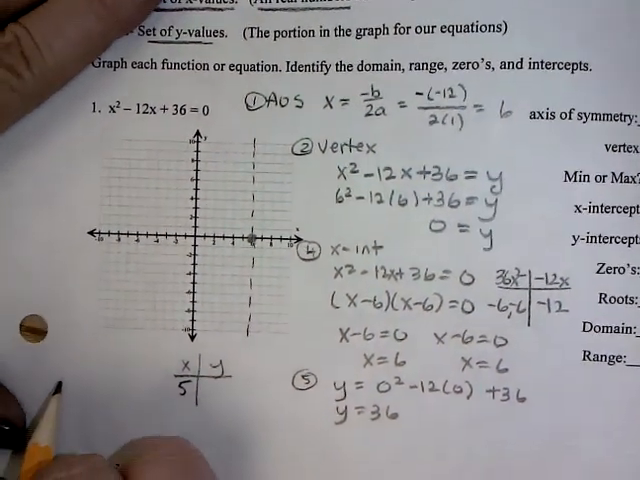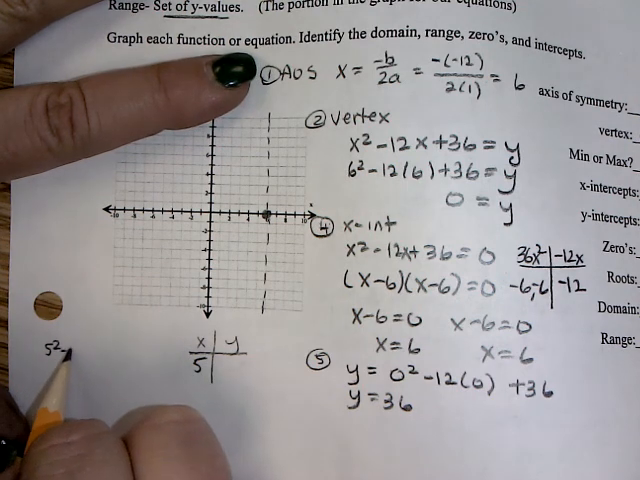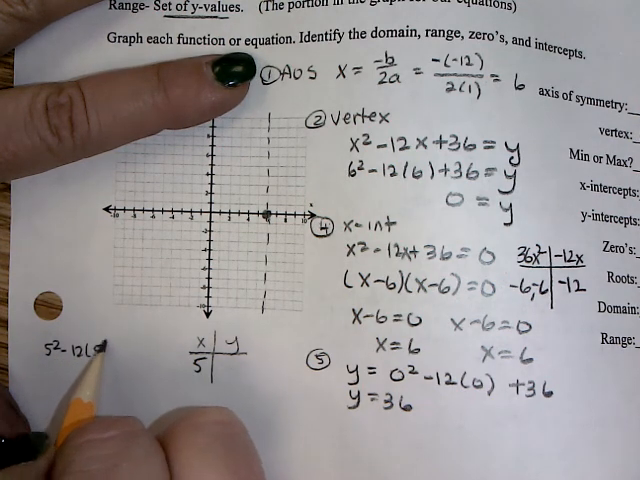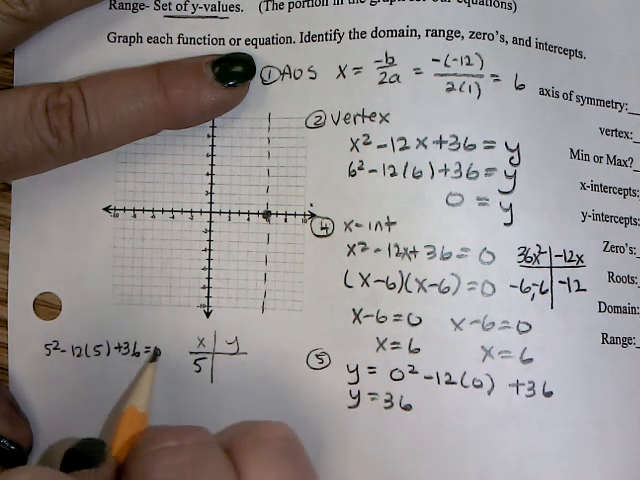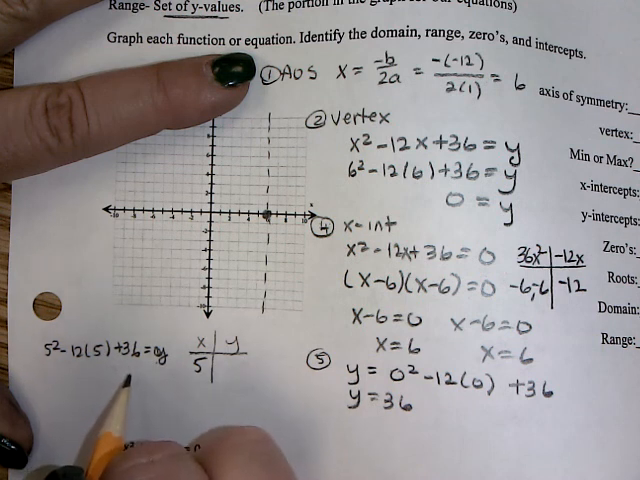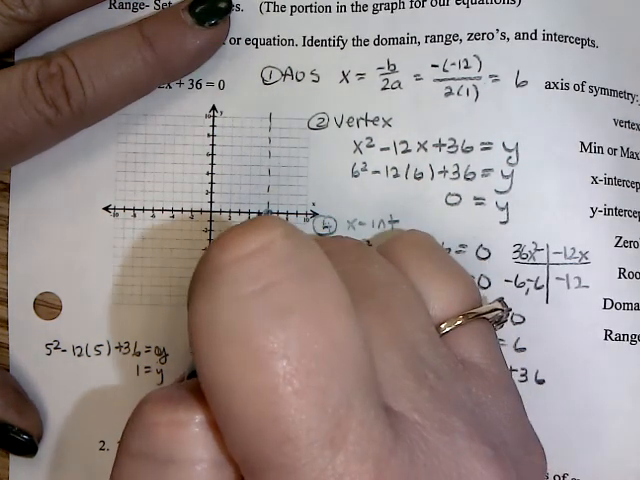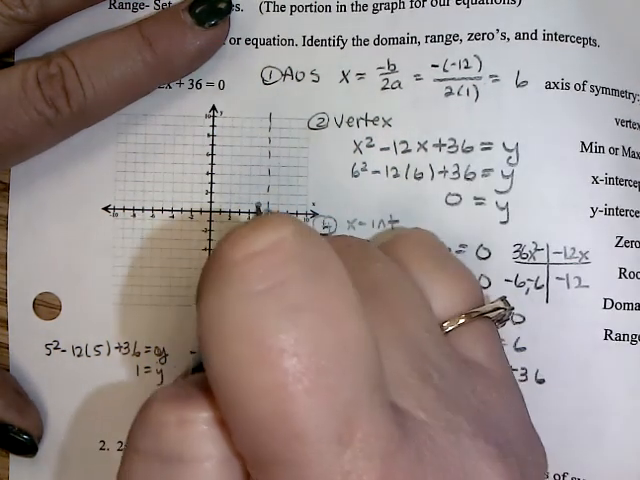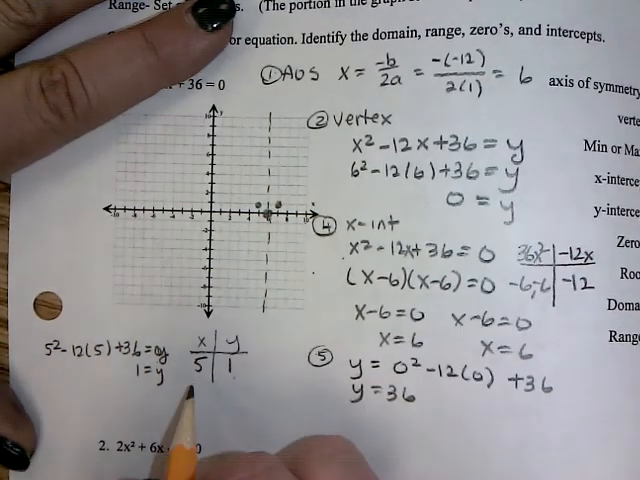I'm just going to scoot this over so you can see it. So if I shove 5 into my equation, I end up getting, well, that's a y as well. So I end up getting for my y value 1. That's a point I can use, (5, 1), because I need something to make a U. Reflect that point because we reflect anything we can.